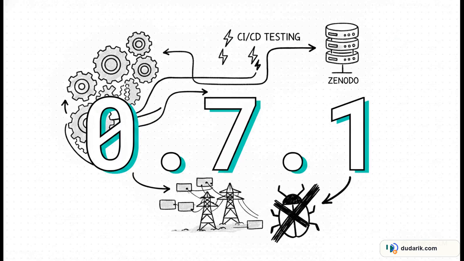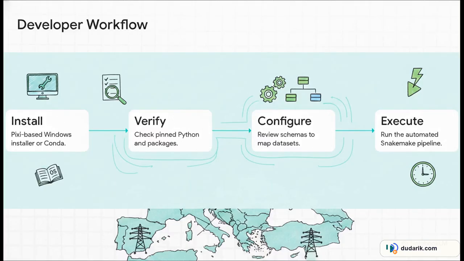So yeah, this is real, active software engineering applied directly to macro infrastructure. Now, if you actually want to run this yourself, the workflow is brilliantly automated. Step 1, you can install it natively on Windows using a Pixie-based executable, which just handles all the environment setup for you. And if that fails, no worries, they have full Conda fallback environments ready to go.